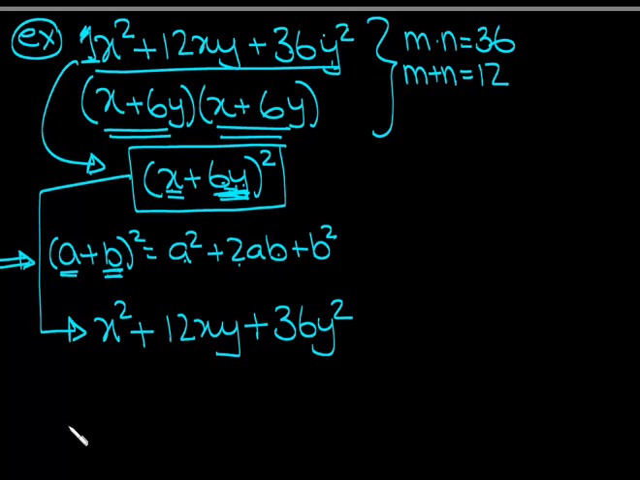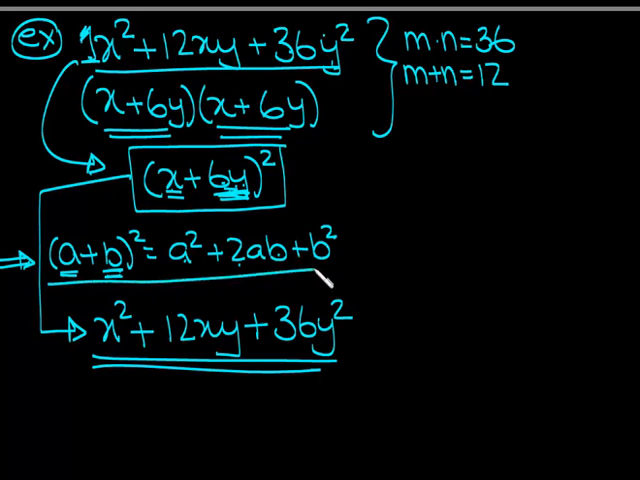You can always go back and check your answers by multiplying it out like I just did here using this formula. If you didn't want to use the formula, you could have just distributed here, and you could have also multiplied it out that way to check it. But let me show you how I got 6 and 6.